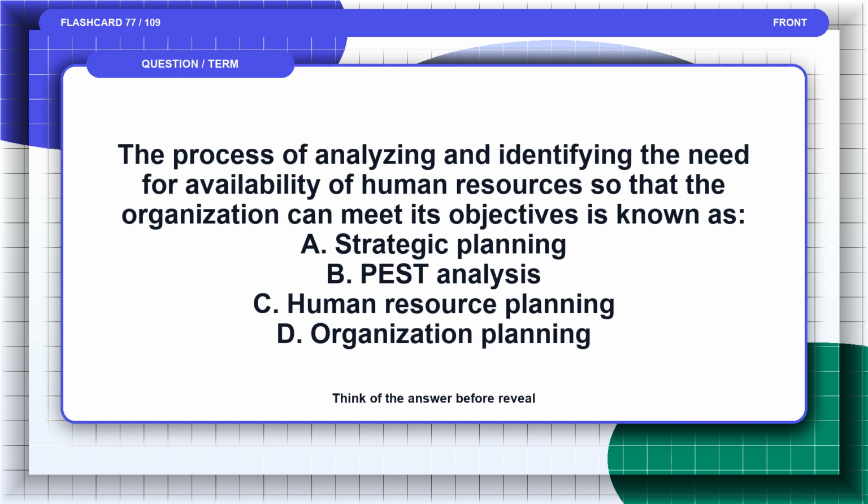Flashcard 77. The process of analyzing and identifying the need for availability of human resources so that the organization can meet its objectives is known as A. Strategic planning. B. PEST analysis. C. Human resource planning. D. Organization planning. Pause and think of the answer before the reveal.